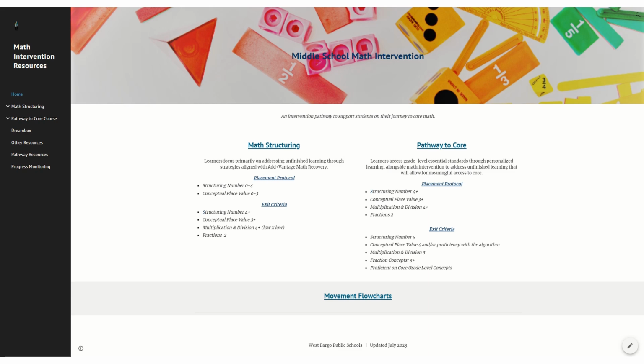The middle school math intervention website is essential for you to have a successful year teaching Pathway to Core. When you navigate to the website, on the home page is a description of the two math intervention classes for middle school, Math Structuring and Pathway to Core. On the left-hand side, you will see a section labeled Pathway to Core. This has all the resources you need for the course.